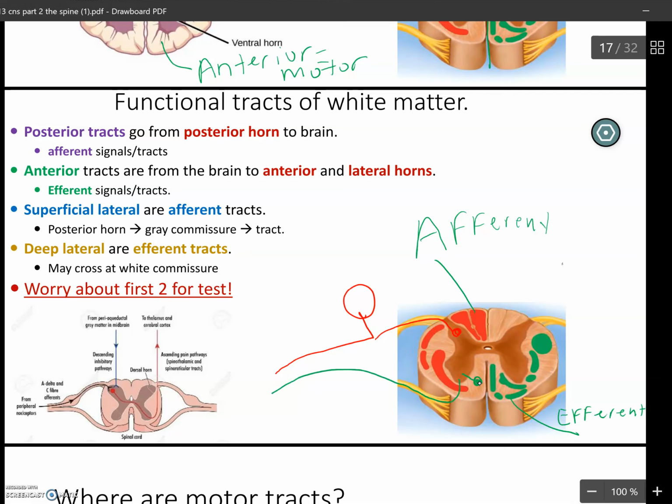Now, we do have the special ones. The superficial lateral ones tend to be afferent. The deep lateral ones tend to be efferent. And then we have my favorite, the evil spinothalamic tract, which is an anterior deep sensory tract.